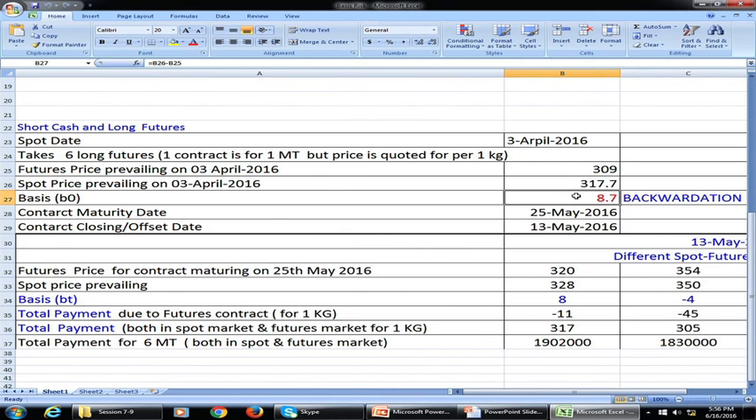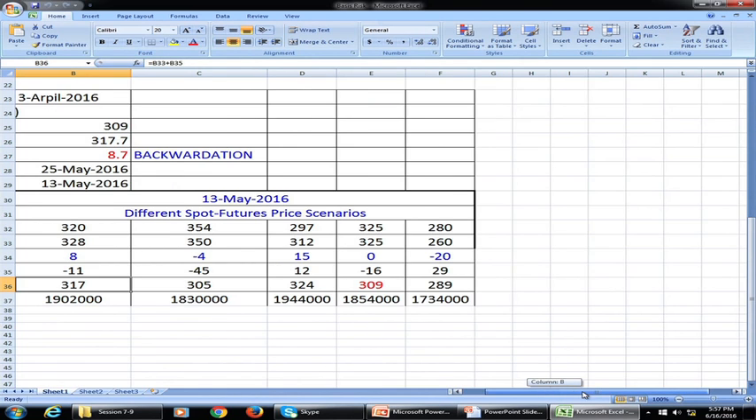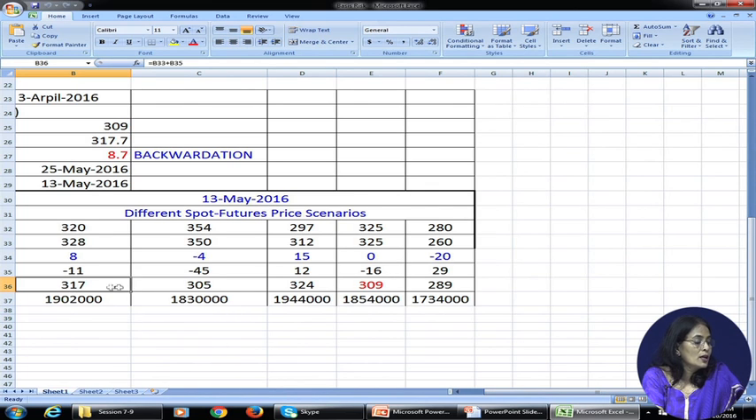317.7. So the basis is positive, indicating it is a backwardation market. Now, depending upon the change in basis, the copperware manufacturer ends up paying something from 317 to 289, from a high price of 324 to a low price of 289. So this variability in the total payment or total receipt is what is defined as the basis risk.